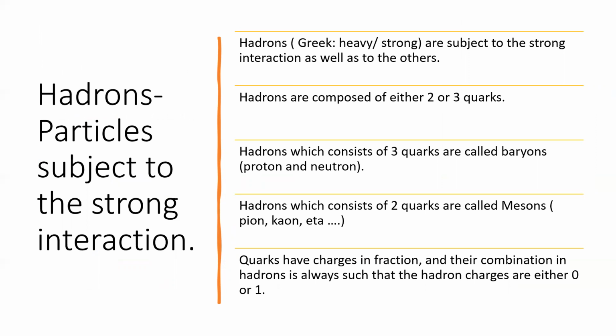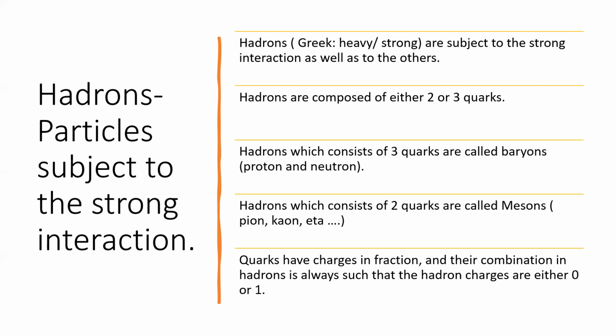Hadrons. The Greek meaning is heavy or strong. These are subject to the strong interaction as well as to the others. Hadrons are composed of either 2 or 3 quarks. Hadrons which consist of 3 quarks are called baryons. Examples are the proton and neutron. Hadrons which consist of 2 quarks are called mesons. Examples are pion, kaon, eta. Quarks have charges in fractions and their combination in hadrons is always such that the hadron charges are either 0 or 1.